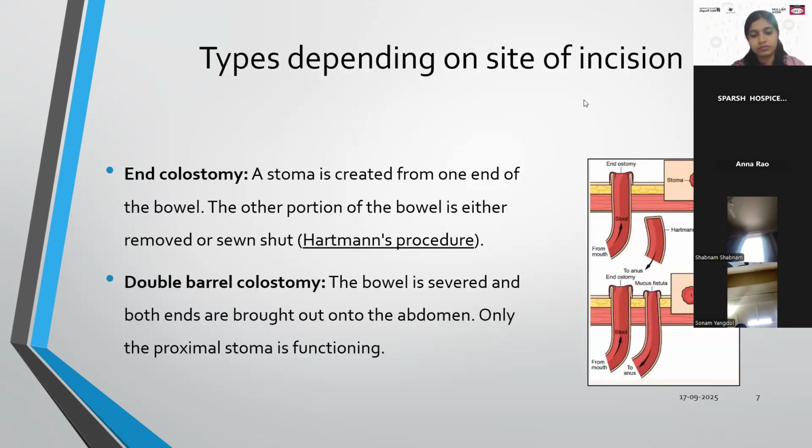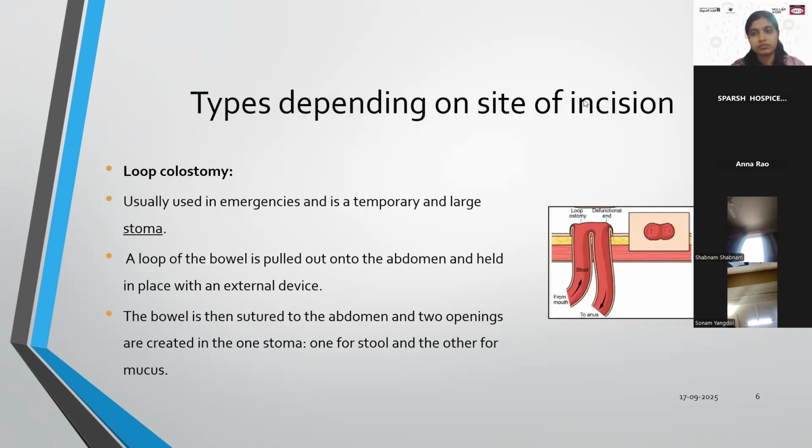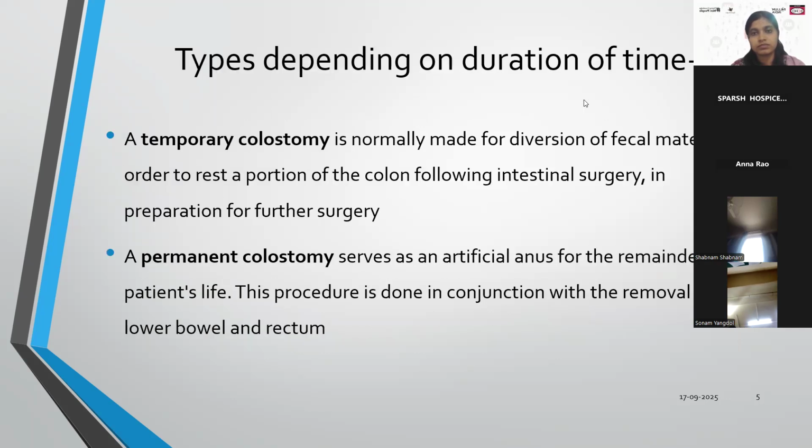Now, depending on the type of the incision, first is loop colostomy. In this a kind of loop is created. You can see, ma'am, previous slide. Yes, thank you. So loop colostomy is made usually in case of emergencies, and it is kind of temporary, and there will be a large stoma. Because you can see in the figure also it is quite large, right?